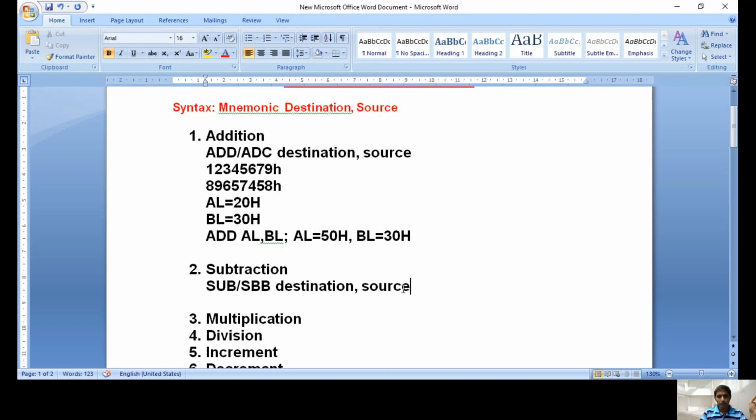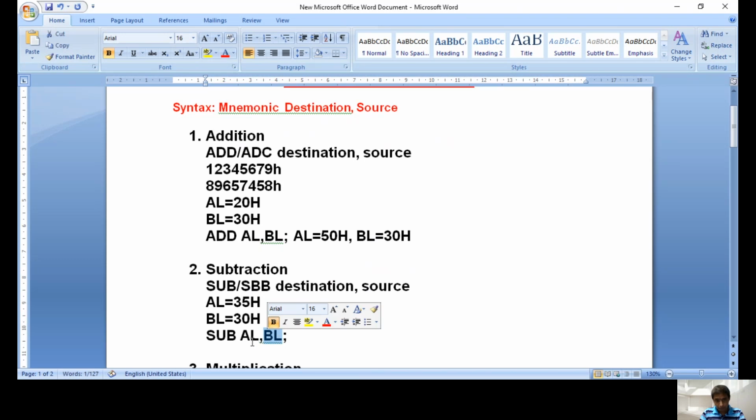Okay, right. So here subtraction is source content subtracting from destination content. For example, if you consider AL is equal to 35H, BL for example equal to 30H. If you perform SUB AL comma BL, then what happens? So which data is subtracting from which one? BL data is subtracting from AL. So simply it is AL minus BL, and result is stored in AL only.